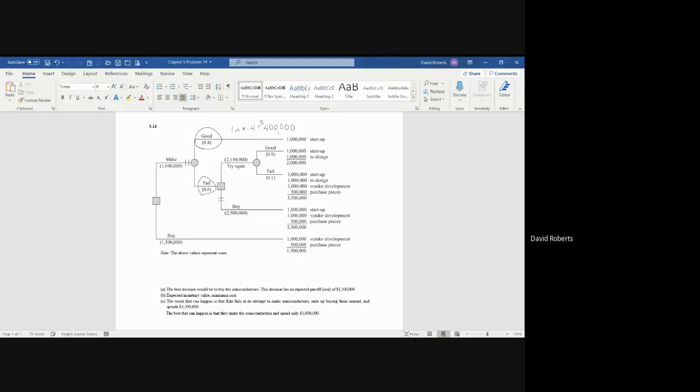All right. Now, if you fail the first time, you have a choice. You can try it again, or you can go and buy it. So if you go and buy it, you have the $1 million from the first try. You have to pay the vendor development of 1 million and the pieces for $500,000. So you try it, you fail, you give up, you just buy it externally. It's going to cost you $2.5 million.